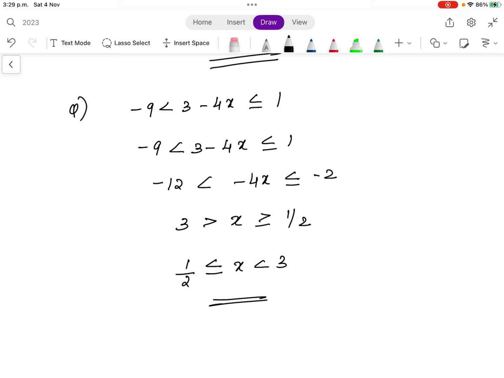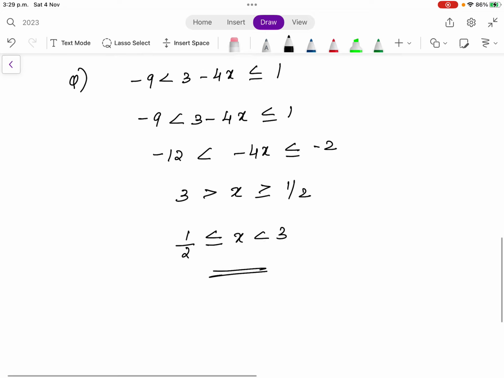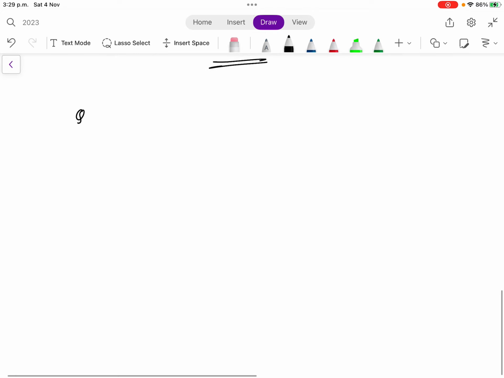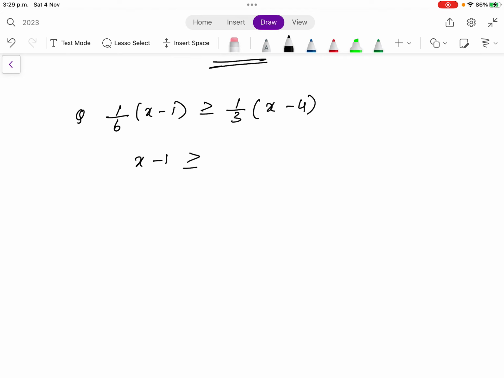Let me get some more questions which you can work on. Now if you have a question like 1 by 6 of x minus 1, which is greater than or equal to 1 by 3 of x minus 4, in this case you can multiply all through by 6, which will simplify this. So this will be x minus 1, which is greater than or equal to 2 times x minus 4. This is much easier because you don't want to work with fractions. We try to eliminate fractions as much as possible. So x minus 1 is greater than or equal to 2x minus 8.